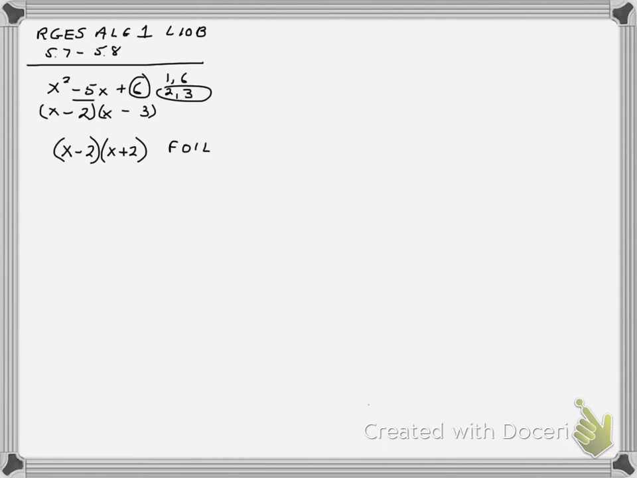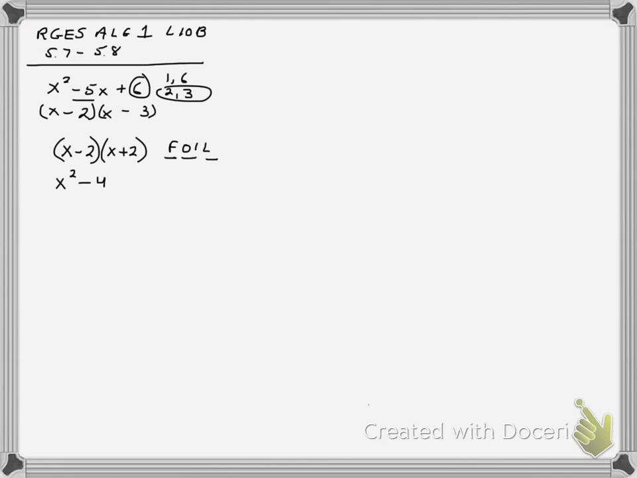So if I were using FOIL for my first term, I would get x squared. Remember, this is the first term. This is the middle term, both the combination of the outer and inner terms. And I would get positive 2x minus 2x, or no x's. They cancel out, and for my last term, I would get a -2 times a positive 2, or a -4.